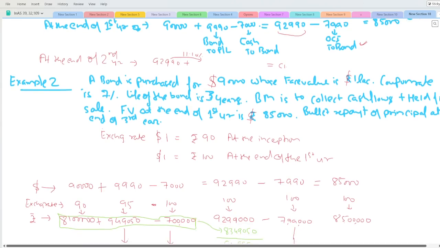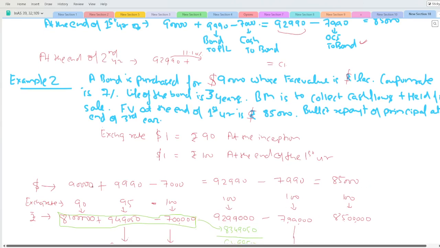So just see the benefit: I presented it in the form of an equation, so then it's very easy. But if you are doing it for the first time, then you are bound to do the wrong computation. I multiplied this one, 90 into this one, so it is coming to 81 lakh. Then this one into 95, and this one into 100. Then this is coming, and this one into 100. This is coming, same as it is.